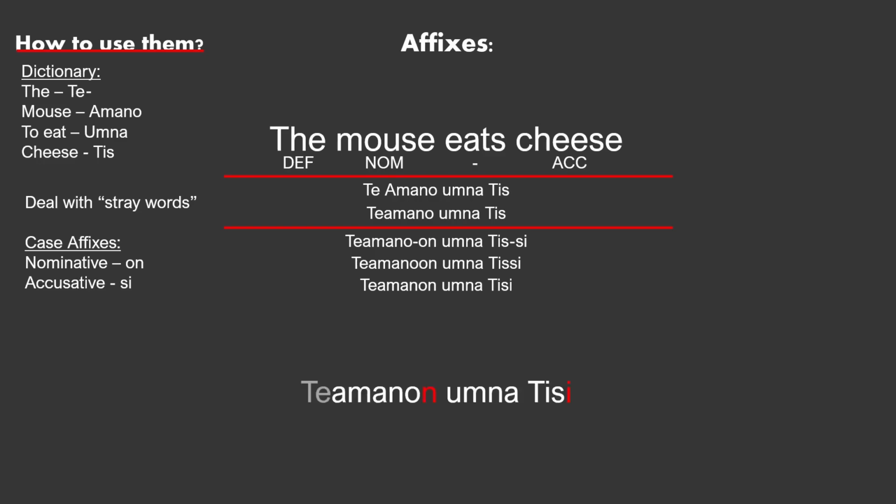And here's our final sentence. I have marked "t" or "the" with grey just because it's there, and the suffixes in red. Te amanon umnatisi. The mouse eats the cheese.